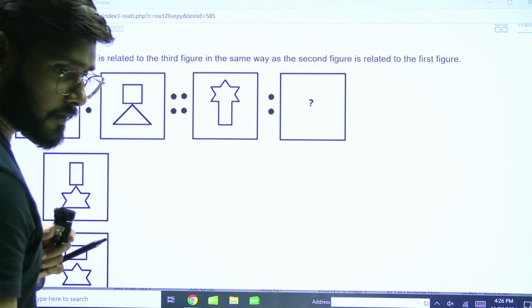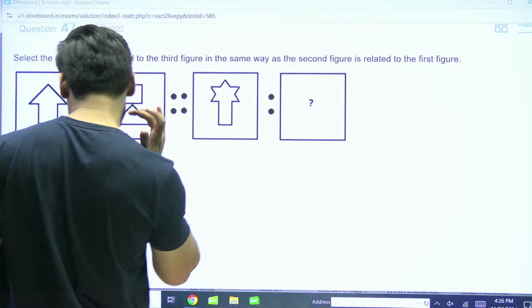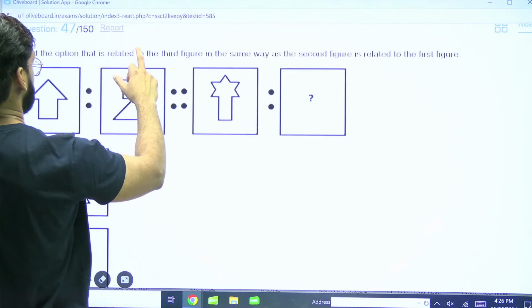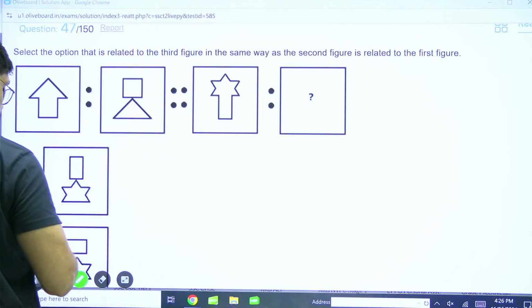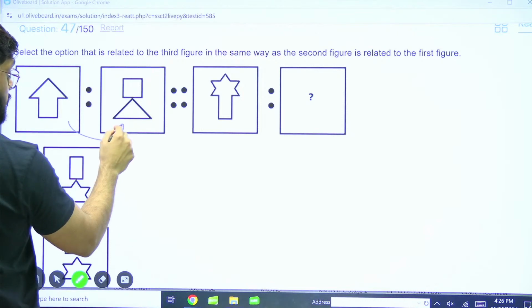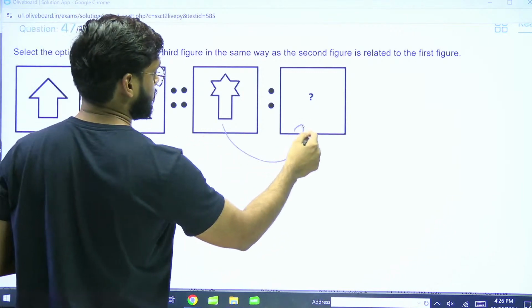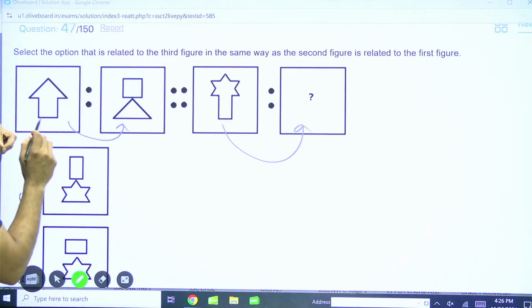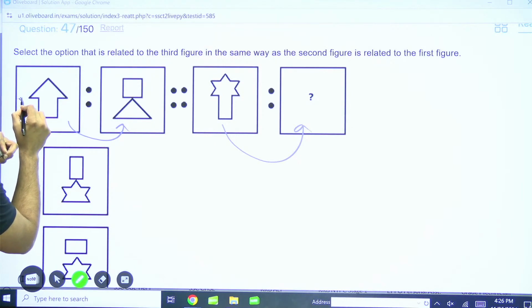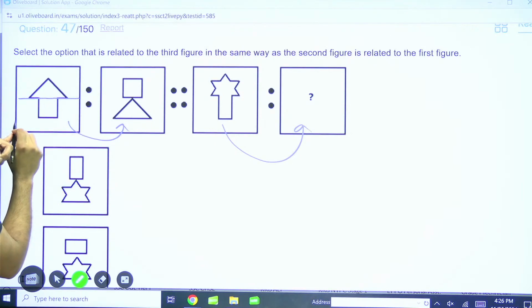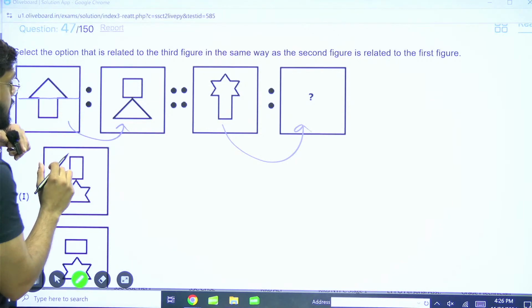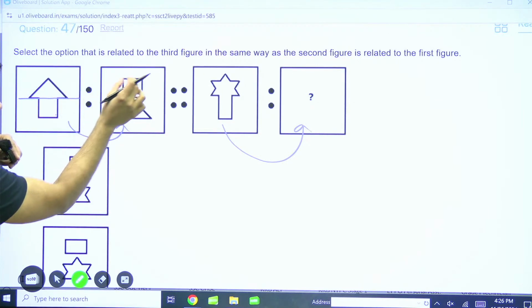Okay, now we have another question. Wait a minute. This image is related to this image. So how will this image be related to this image? This question is from analogy. If you see carefully, if I divide this image like this, the upper portion is coming over here, and the bottom portion is coming at the top.